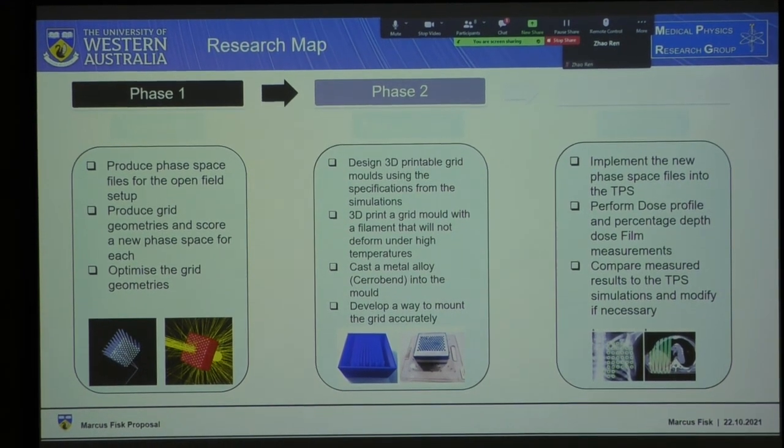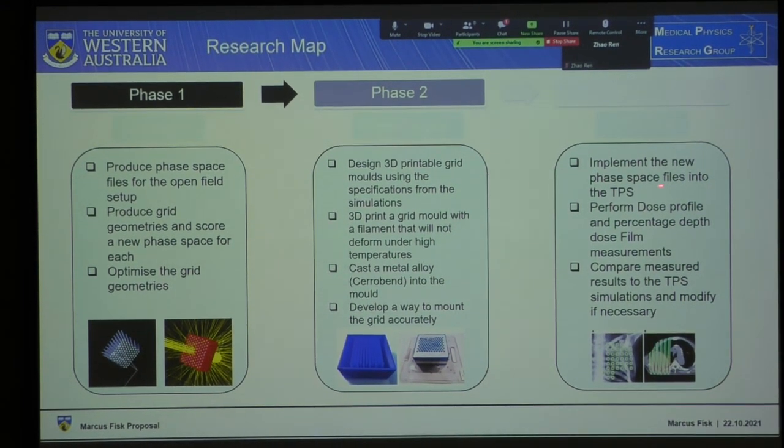Once this has been done, implementing the phase space files into the treatment planning system, I believe to be a fairly simple process with the Smart Plan. And then I will have to compare the physical output from the machine compared to what the treatment planning system expects, this will be done by film measurements at various steps.